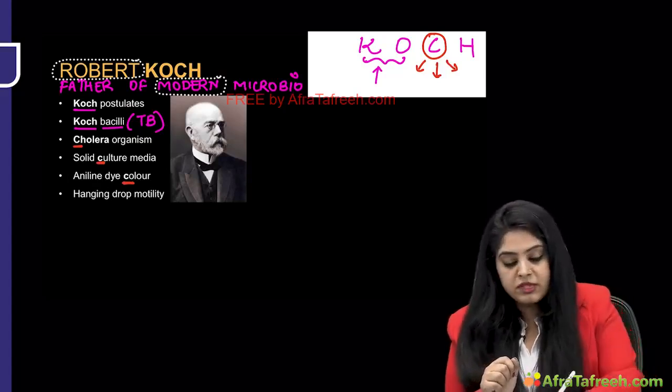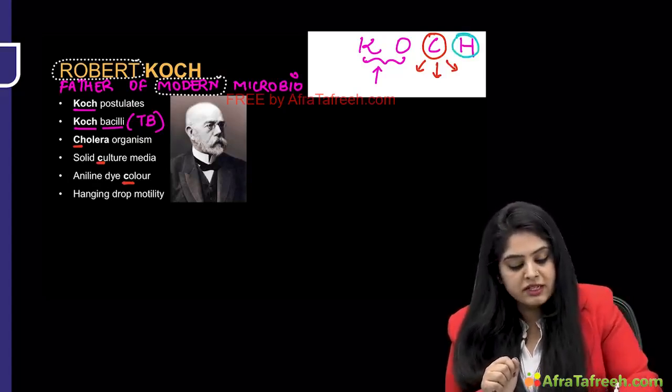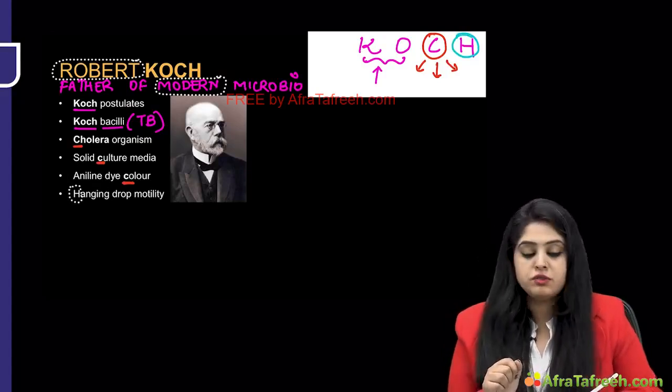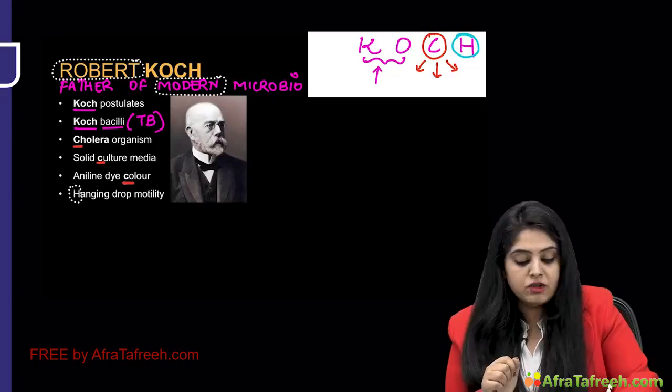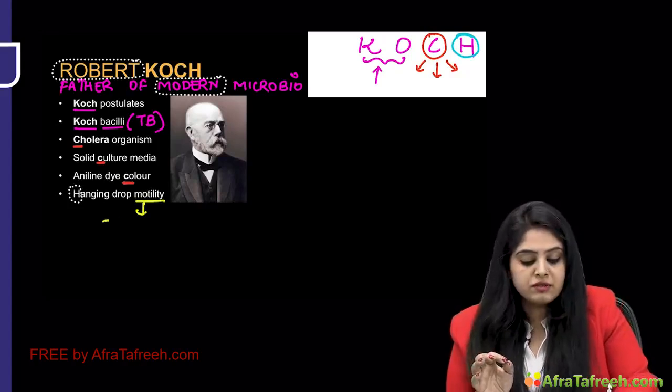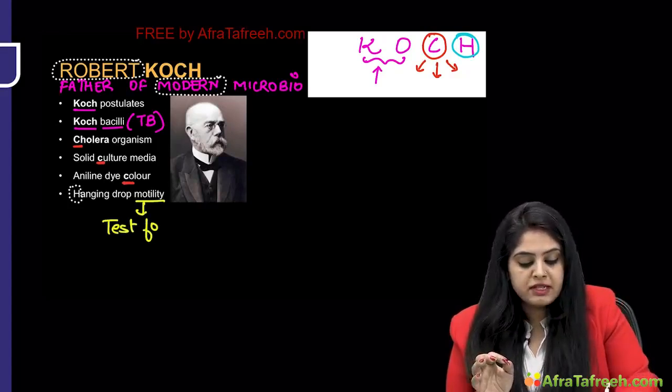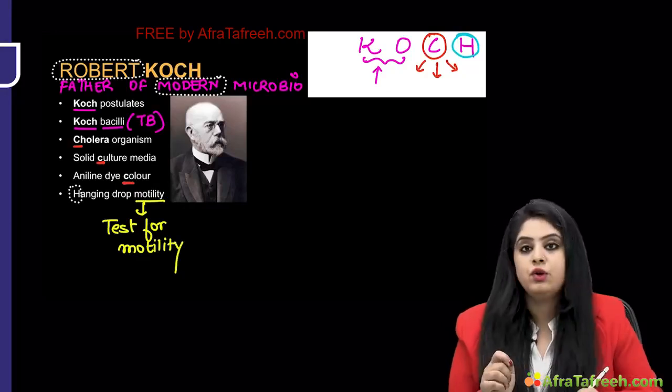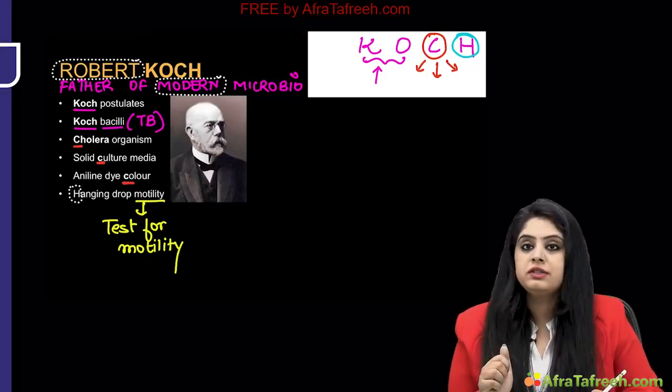And finally, what is with H? With H, he has given us the hanging drop motility. Yes, that has been introduced by him. Let me tell you what hanging drop motility is. We'll talk about that when we go to the bacterial anatomy part. But hanging drop motility is a test for motility. It is a test which we do for knowing whether an organism is motile or not. Well, on that note, that is over.